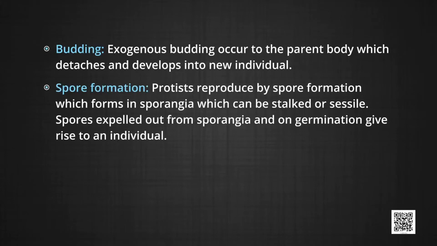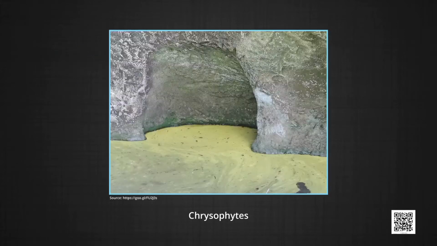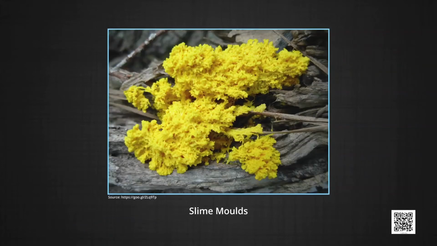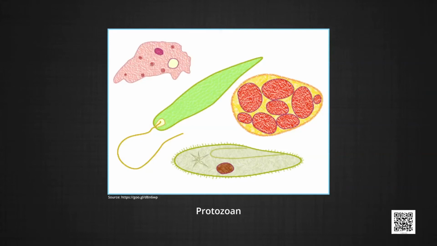Fourth, spore formation. Protists reproduce by spore formation, in which spores form in sporangia, which can be stalked or sessile. Spores are expelled from the sporangia, and on germination give rise to an individual. Protists include chrysophytes, meaning producers in the form of phytoplankton, dinoflagellates, euglenoids, slime molds, consumers and decomposers, and protozoans.